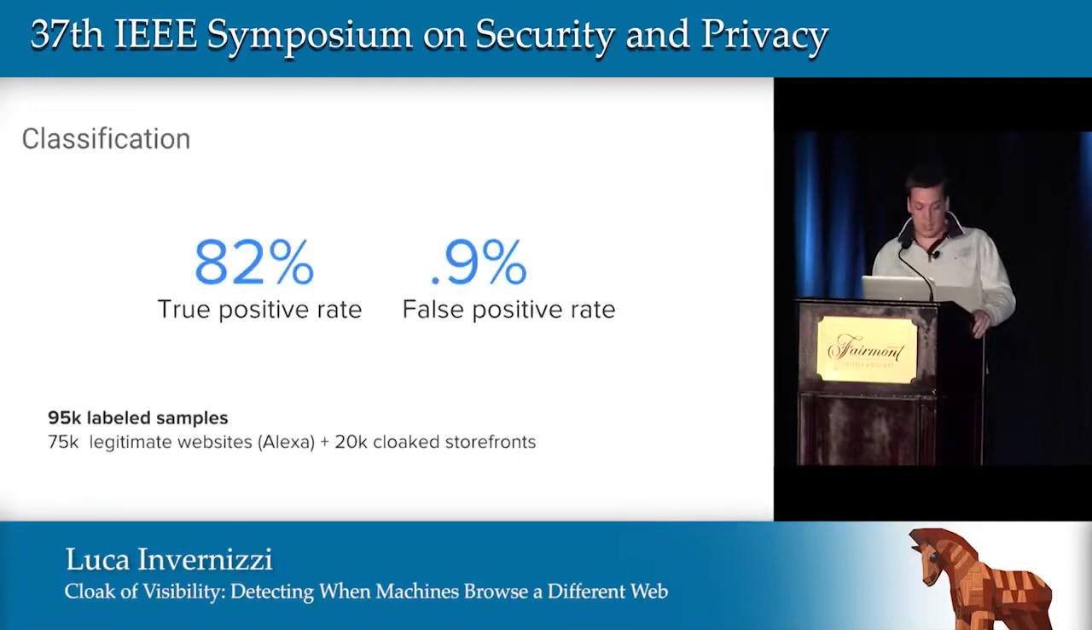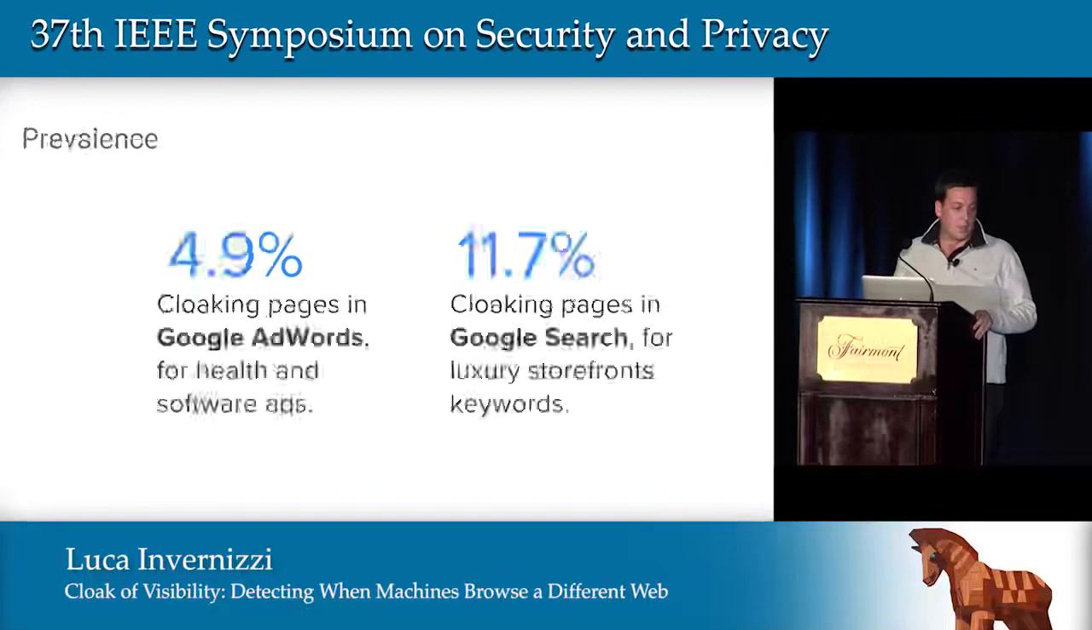Our classifier has under 1% false positive rate and about 82% true positives. And it's just been trained on 20,000 cloaked storefronts that we got from previous research.